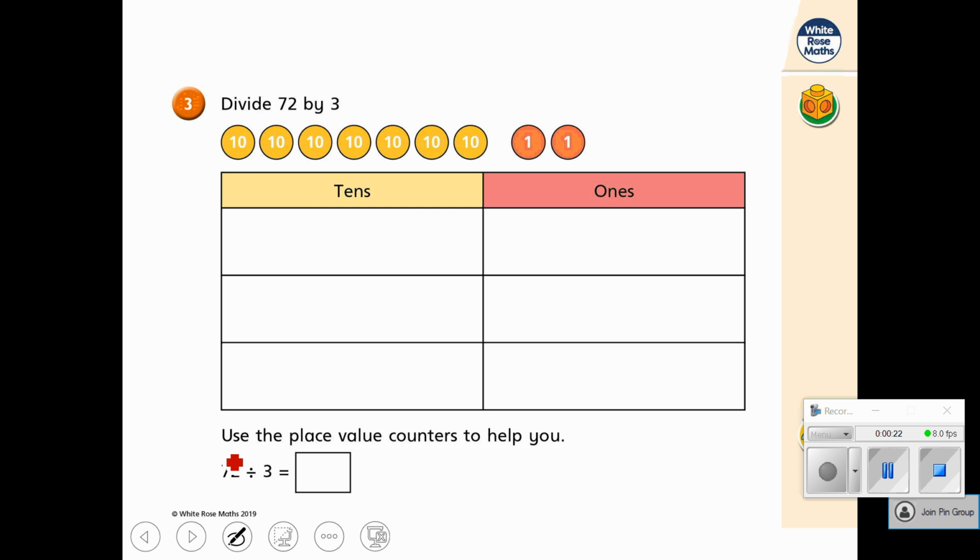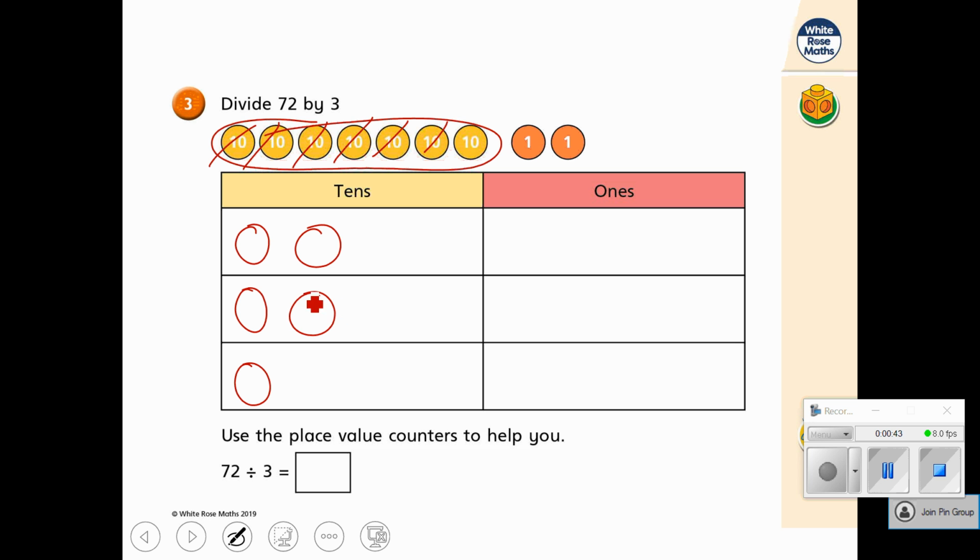So the way I'm going to do this is I'm going to look at my base 10 counters, or the 10 counters I've got at the top, and I'm going to divide them up equally into 3. So I've got 10 here and a 10 here and a 10 here. That's those 3. And I've got 3 more 10s that I'm going to put here and here and here. And then I have 1 ten left and 2 ones. Well, I know that 10 add 2 is 12. So now I have divided my 10 counters into 3 equal groups. I've now got to divide my 12 ones into 3 equal groups.